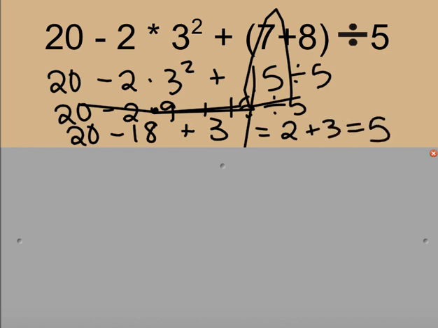So hopefully this helps you understand order of operations, distributive property, and factoring a little better. I hope this helps for your homework and for studying.